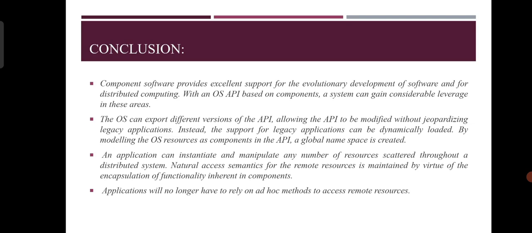By modeling the OS resources as components in the APIs, a global namespace is created. An application can instantiate and manipulate any number of resources scattered throughout a distributed system. Natural access semantics for the remote resources is maintained by virtue of the encapsulation of functionality inherent in components. Applications will no longer have to rely on ad hoc methods to access remote resources.